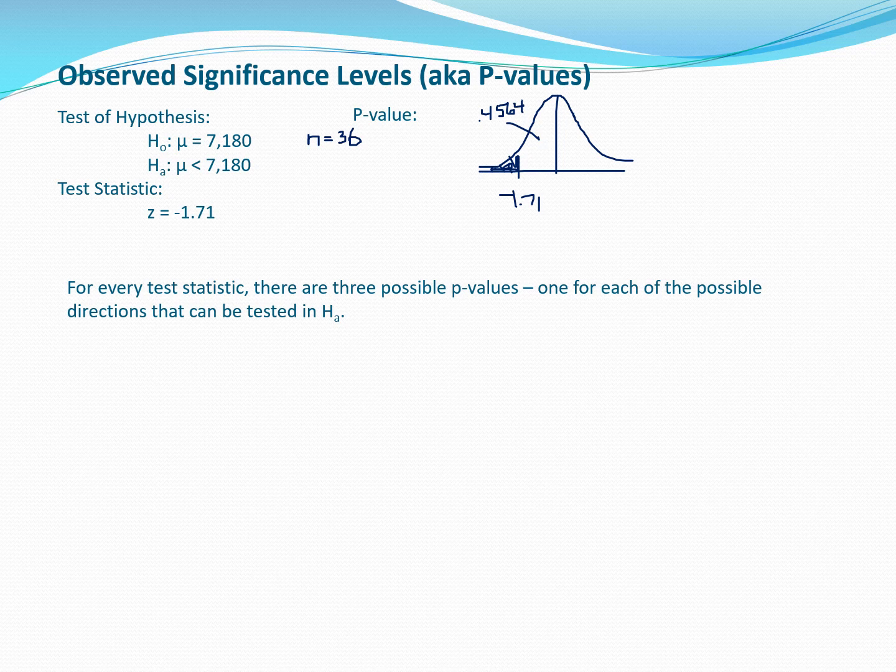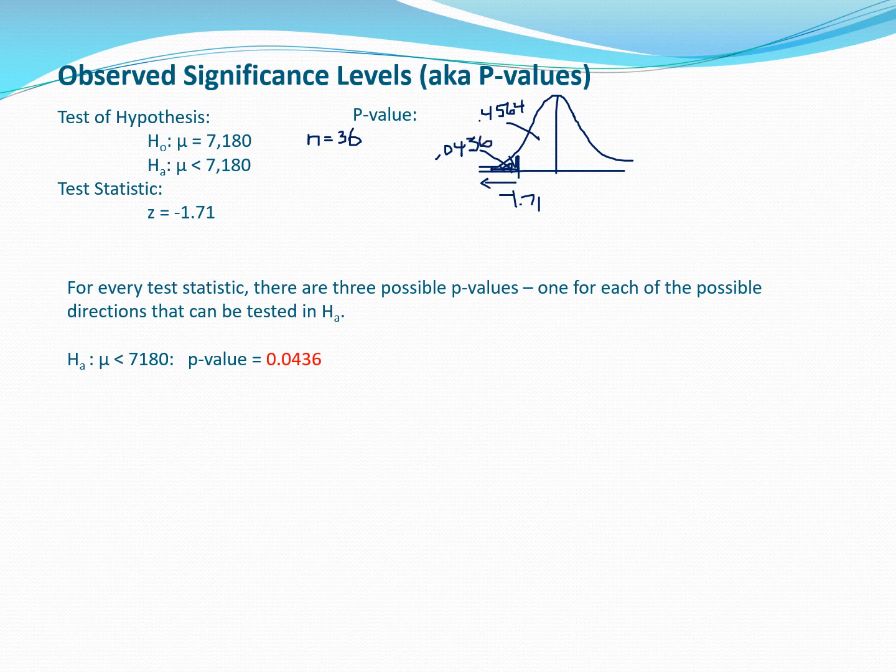Okay, well, we're doing a less than test. So if we're doing a less than test, the p-value is the shaded region. We would shade to the left. That's the picture that I drew. That's the p-value. Well, if there's 0.4564 in here, what's 0.5 minus that? 0.0436 must be in the tail. That's our p-value.